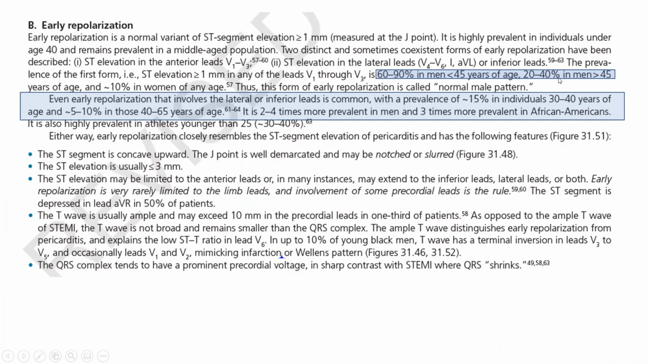In V2, V3, it's seen in up to 30–40% of men. Even in the lateral and inferior leads, it's seen in 5 to 10% of men. So we can see it in middle-aged to older men. But in women, it's 2 to 4 times less common. So it's very uncommon in an elderly white woman.